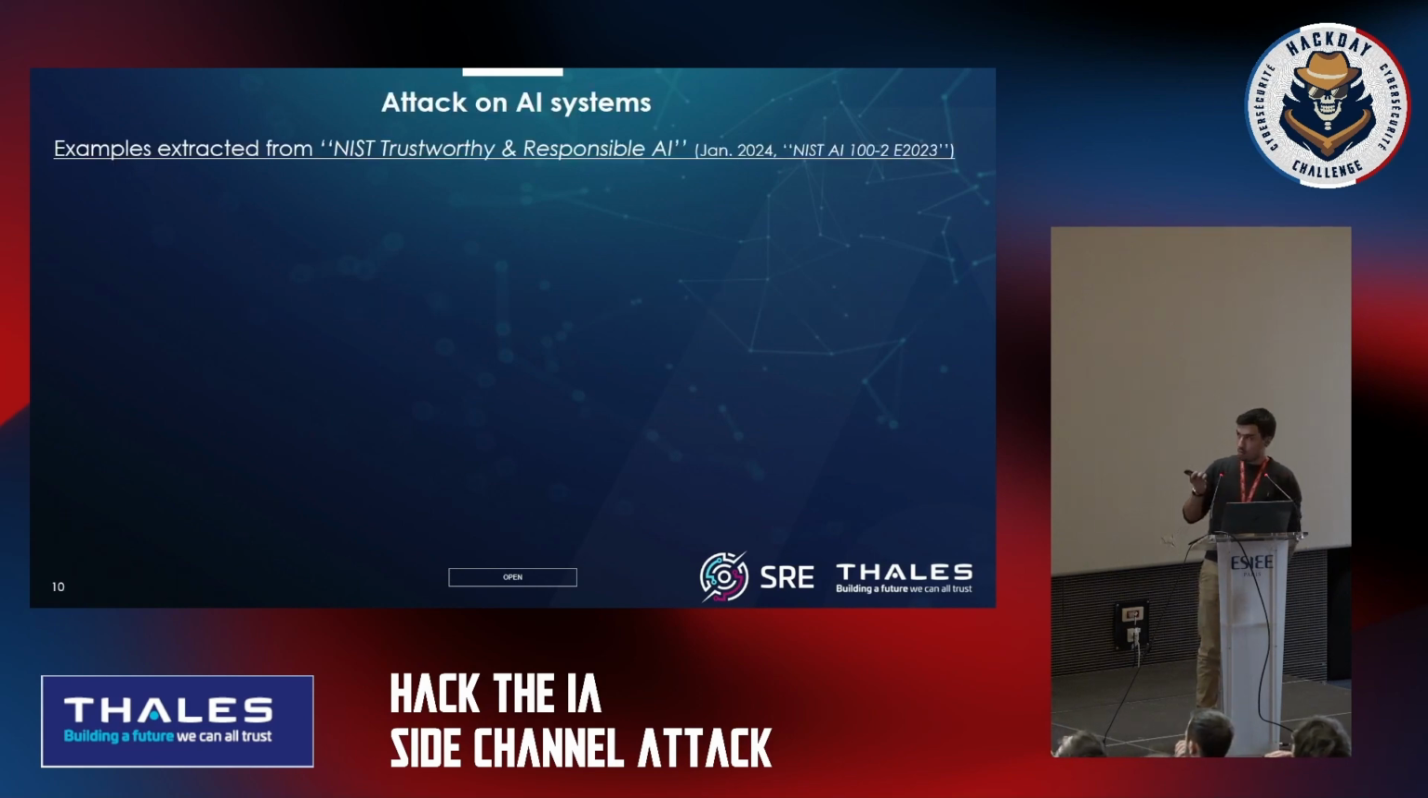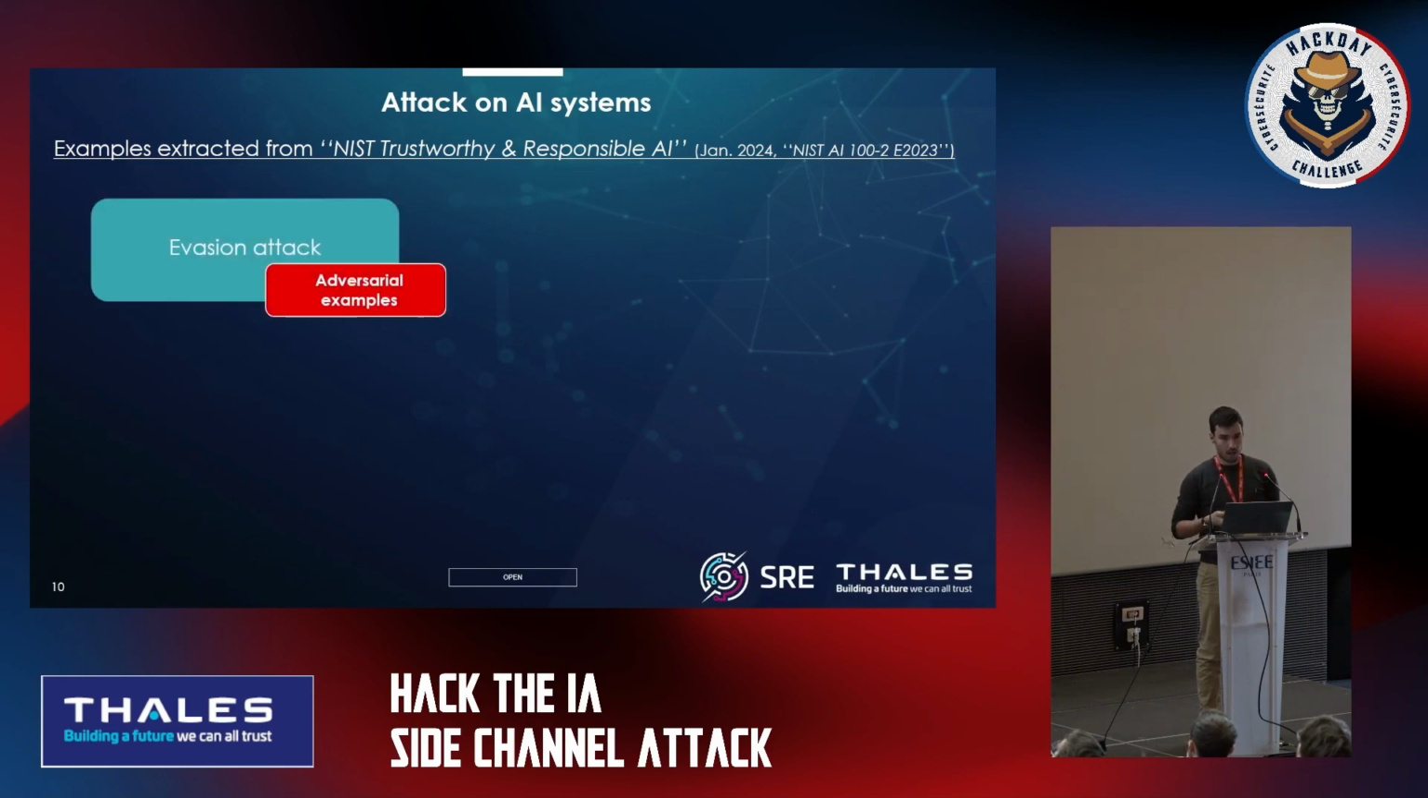So first, what I want to introduce to you is four attack areas that have been extracted from a NIST document, which is the NIST Trustworthy and Responsible AI, released in January 2024. In this document, the first attack that has been proposed is what we call the evasion attack. The goal of this kind of attack consists in fooling the decision-making process of the artificial intelligence, for example the neural network. To do so, we can construct, for example, an adversarial example.